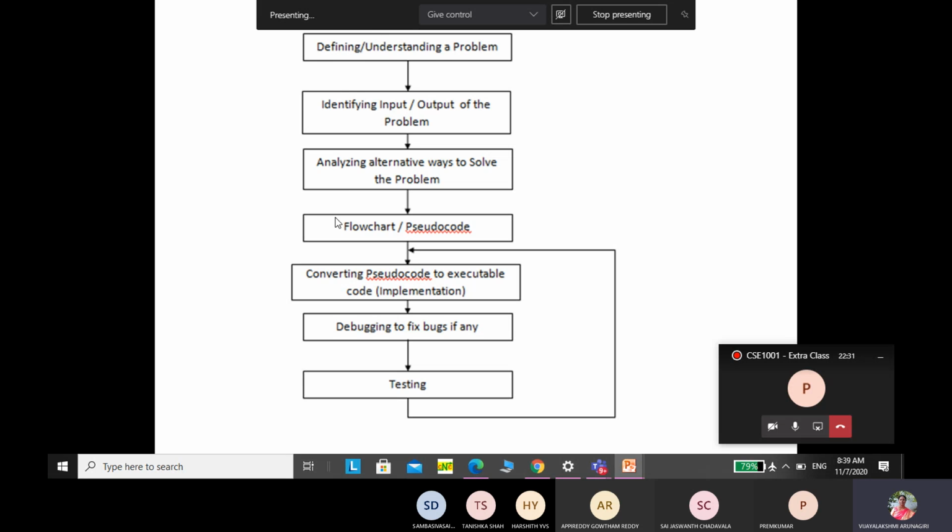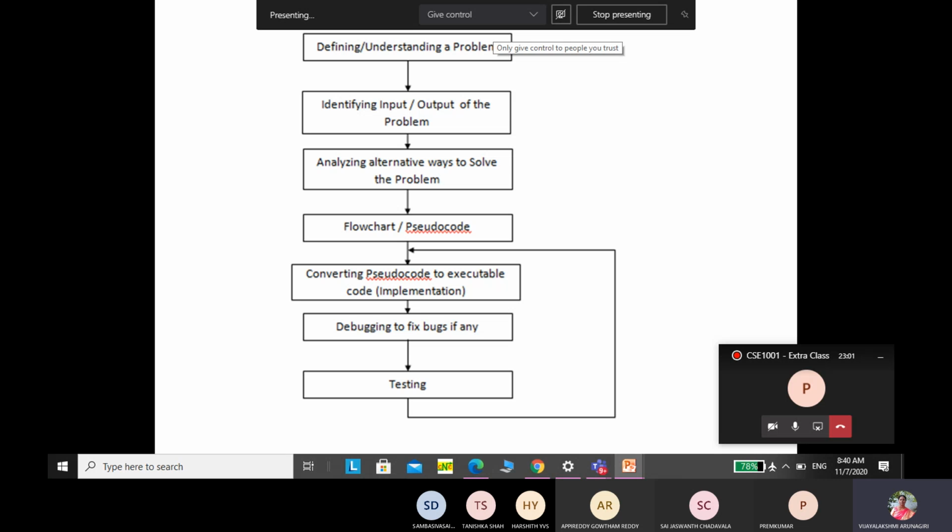What are the things in the pre-programming phase? Understanding the problem, defining the problem, identifying the input and output of the problem, identifying the alternative ways to solve the problem, flowcharts, pseudocode. These are all the pre-programming phase. In the programming phase, I have to write the code, find the error, and test it. These are what I'm calling phase two. So if you want to solve any problem, you have to divide it into two stages, phase one and phase two.